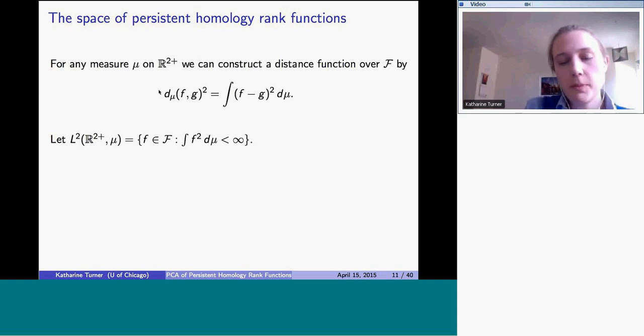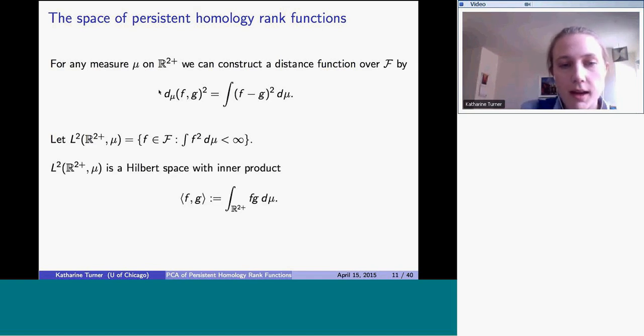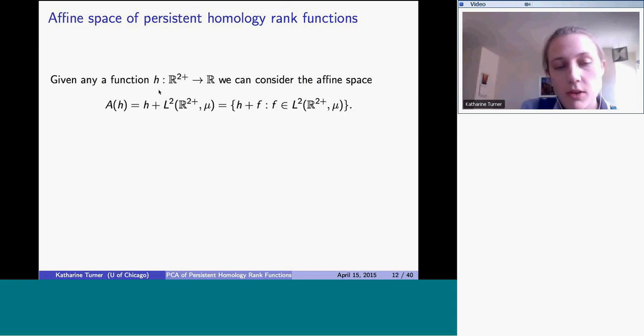Think of what this L2 space of functions is. Well, it will be things whose integral is finite. This is a Hilbert space. It's got a nice inner product, which means that everything works. Any space, we can think of an affine space lying inside the space of functions, which are things that are a finite distance to it. I guess another way of thinking of it is we can take our L2 space and we can just shift it to sort of around H.